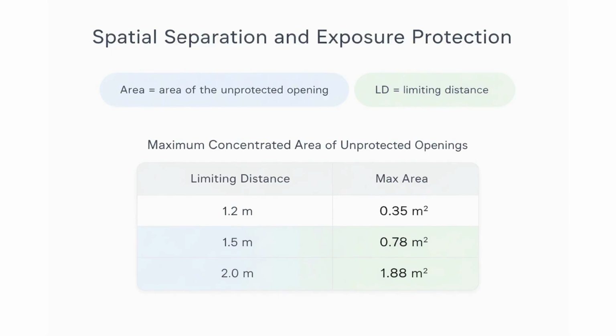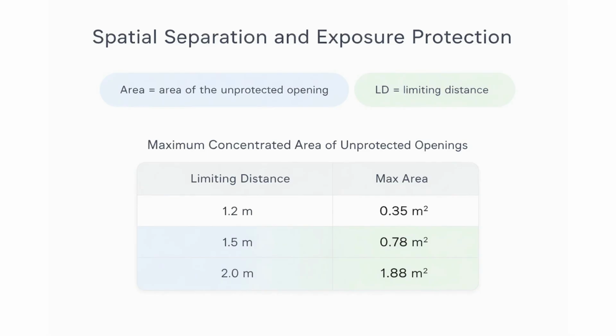Spatial separation is a critical defense mechanism against fire spreading from one building to an adjacent property. The code strictly limits the area of unprotected openings, like standard windows, on an exposing building face. As the limiting distance, which is the distance to the property line, decreases, the allowable area for these unprotected openings shrinks drastically. For example, at a limiting distance of just 1.2 meters, an individual unprotected opening can be no larger than 0.35 square meters. This ensures that radiant heat from a fire cannot easily ignite a neighboring structure.